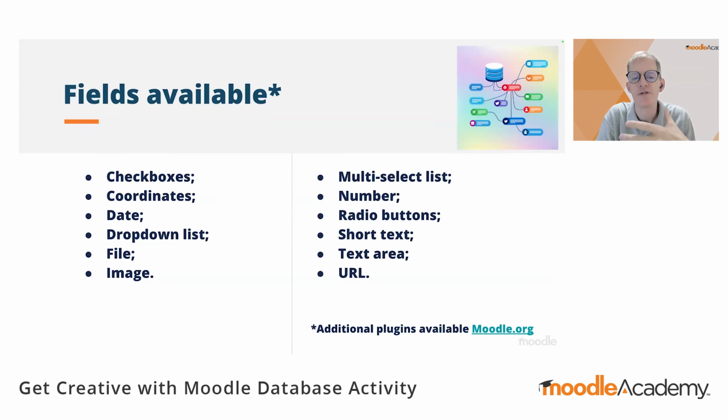The structure of entries is defined using different types of fields, such as checkboxes, dates, drop-down list, files, images, text, URLs, and so on. And this slide shows the fields that are currently available in the database activity that comes with the standard Moodle installation.